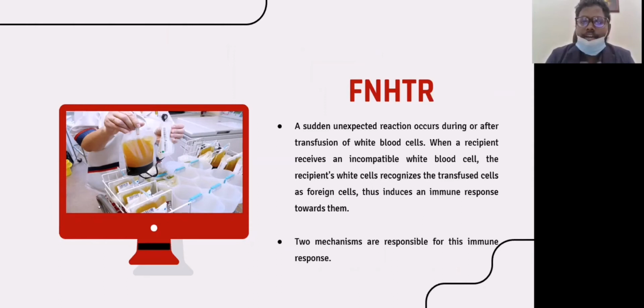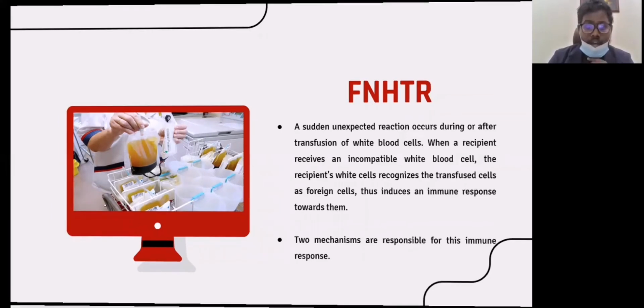FNHTR can be defined as a sudden, unexpected reaction that occurs during or after transfusion of white blood cells. When a recipient receives an incompatible white blood cell, the recipient's white cells recognize the transfused cells as foreign, thus inducing an immune response towards them. There are two mechanisms that are responsible for this immune response.